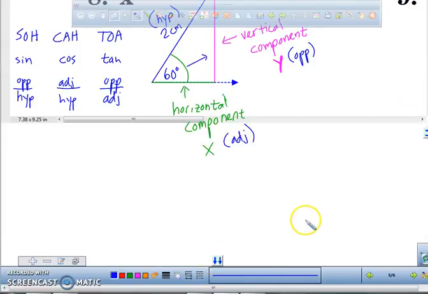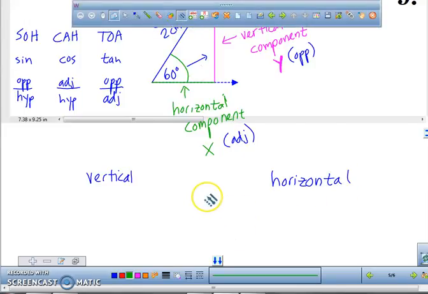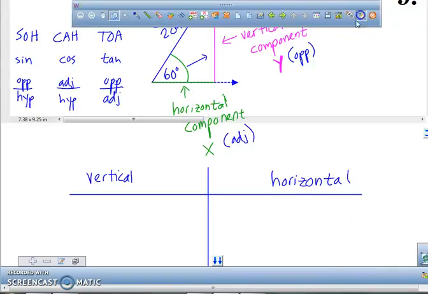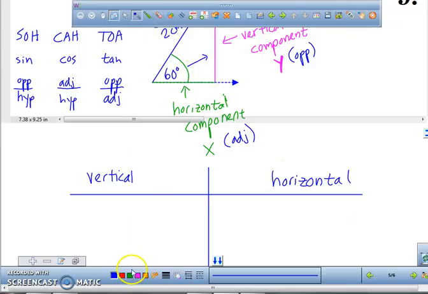So what we're going to do right now is make a little chart. We're going to write vertical, and we're going to write horizontal. We're going to set up how to solve for the vertical component and how to solve for the horizontal component every single time. So you can literally use the concepts that we're going to place right here and apply it to every single problem that helps you find the vertical or the horizontal component. Remember, the vertical component we're going to call our y variable, and the horizontal component we're going to call our x.